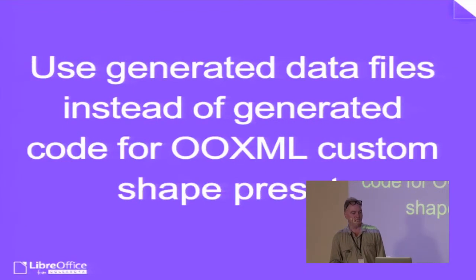Then we also had large data files for the OOXML custom shape presets. This is generated code from the OOXML specification. And we used to generate tons of these very similar classes that had slightly different code or data in them. And Miklos then changed that to instead generate data files that were read at runtime. And do you remember how much space was saved by that? Was it a few megabytes or something? I think it was in that ballpark. I can check the size of the generated data. It's 1.5 megabytes. Okay, 1.5 megabytes.